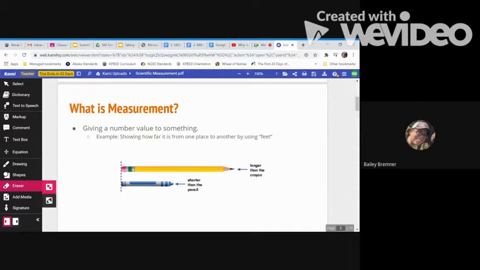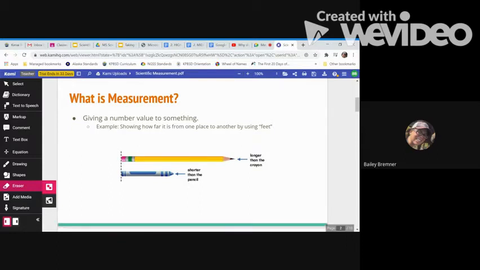So what is measurement? Giving a number value to something is what measurement is. For example, we could say, I ran from here to there. But since you can't see me right now, how do you know what I mean by here to there? Maybe I say I can run faster than you from here to there, but I could be talking about a mile. I could be talking about 50 kilometers, 100 miles. It makes a big difference on how far we're talking about. So we use numbers that everyone understands and is common to everyone, so we can talk about things to other people and have it make sense.